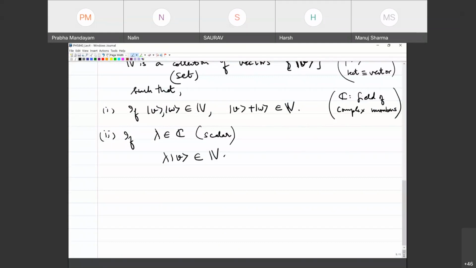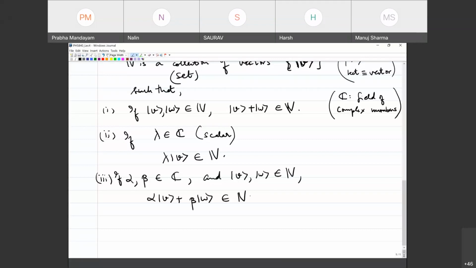So more generally, I can combine 1 and 2 to say that if alpha and beta are two complex scalars, right? And V and W are two elements of the vector space, then alpha V plus beta W is also an element of the vector space, right?